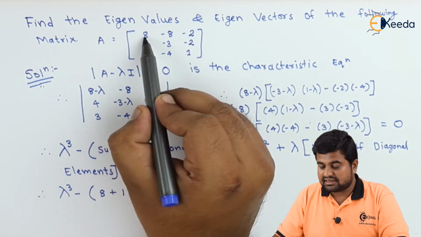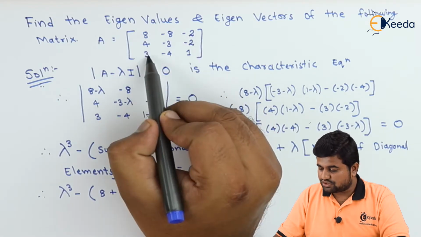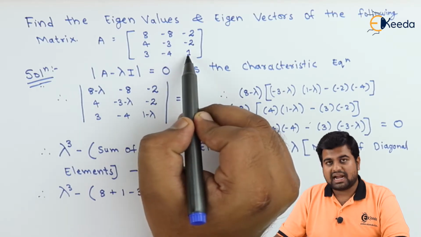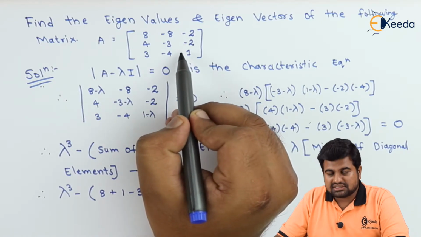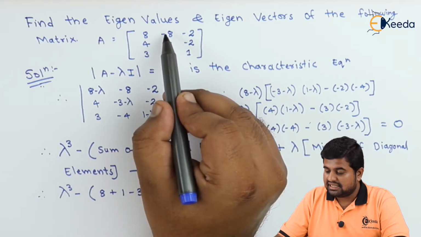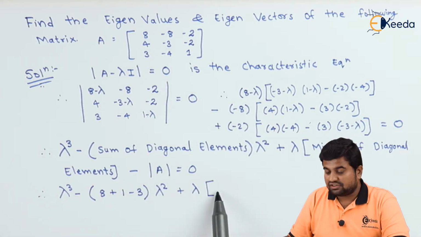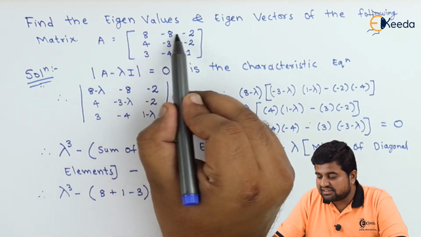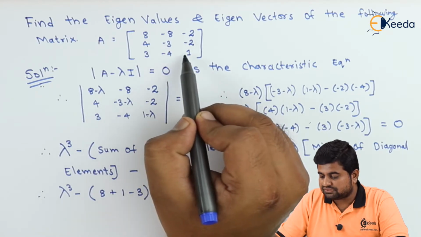So let us consider 8, and the minor of this would be, leave this row and this column. I am left with 3 minus 2 minus 4 and 1. The determinant value of this gives me the minor for 8. Plus we'll consider minus 3 and calculate the minor for this, and plus we'll consider 1 and calculate the minor for this, and we'll add all the minors. So let us consider 8. We'll leave this row and this column. Now I am left with minus 3, minus 2, minus 4 and 1.